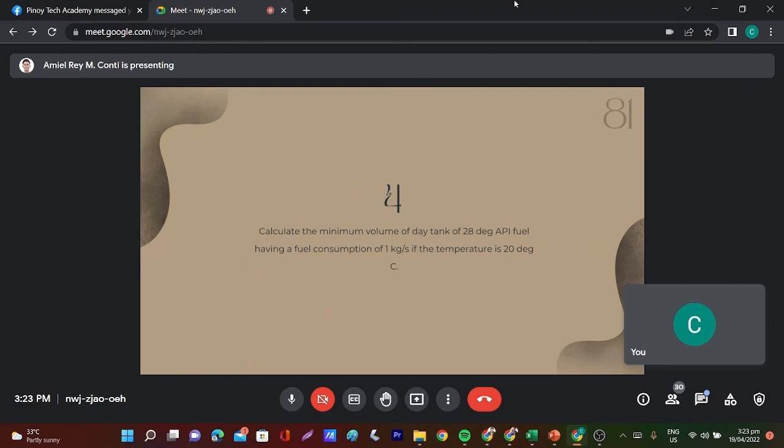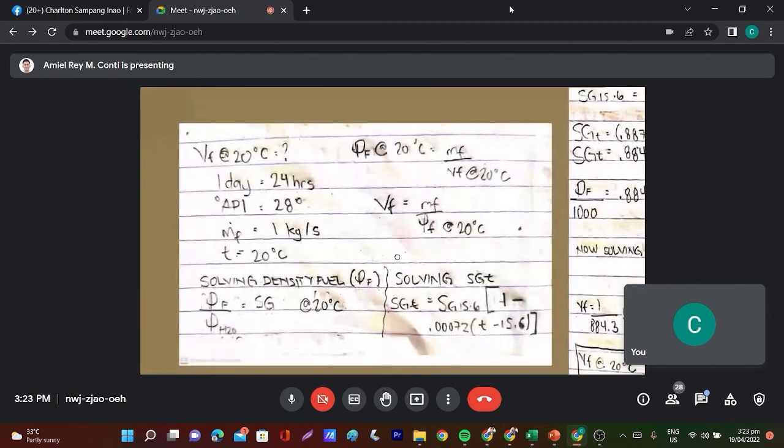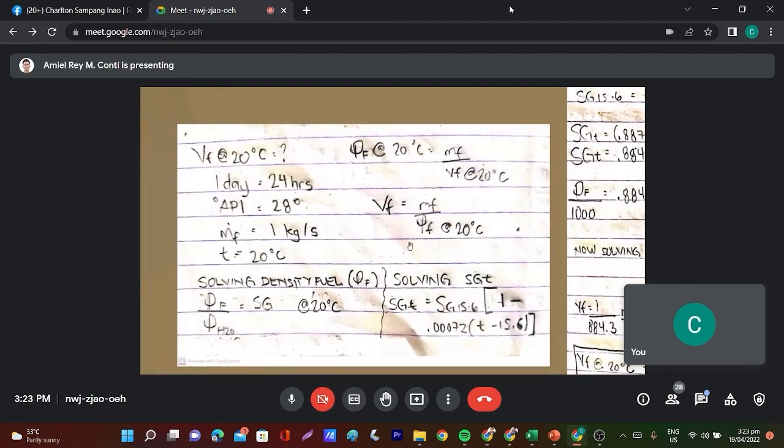Next naman po is yung next sample problem. Basahin natin. Sample problem number 4. Calculate the minimum volume of day tank of 20 degrees API fuel having a fuel consumption of 1 kilogram per second if the temperature is 20 degrees Celsius. So, ang hinahanap dyan is yung volume ng fuel at 20 degrees Celsius.